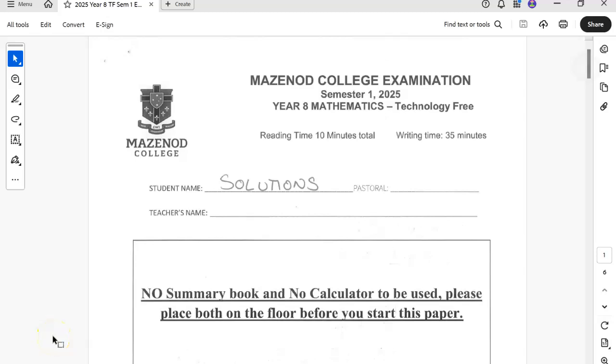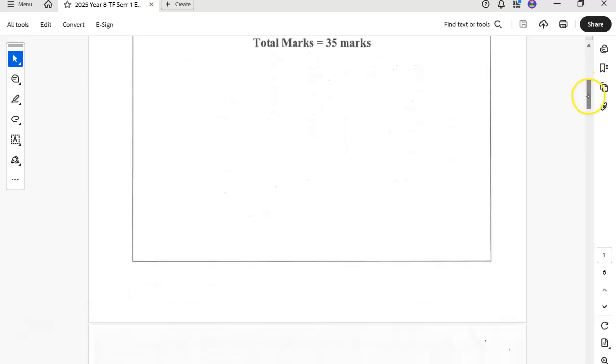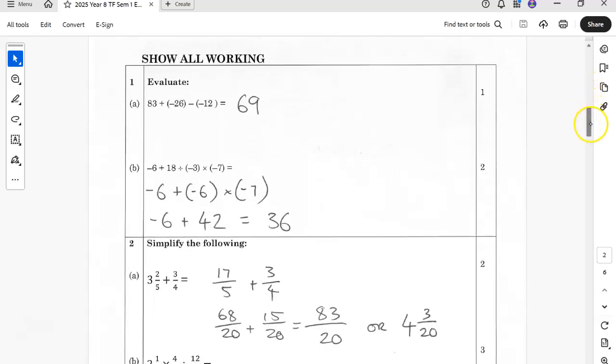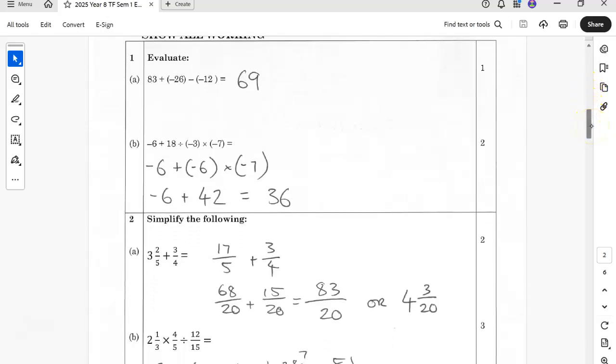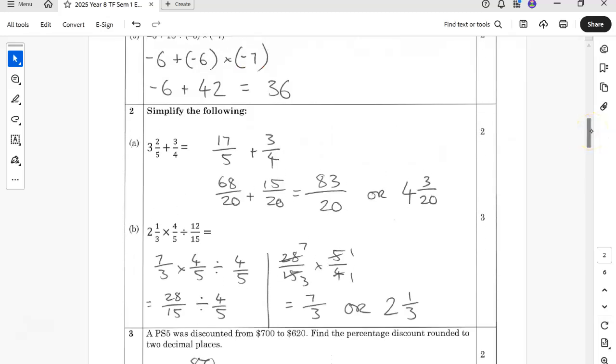So let's have a look at the solutions to the tech free part of the exam. In the first question, evaluate means to work it out. That's 83 minus 26 becomes 57, then that's plus 12. The answer is 69. In this one here, multiplying is done first, BODMAS.